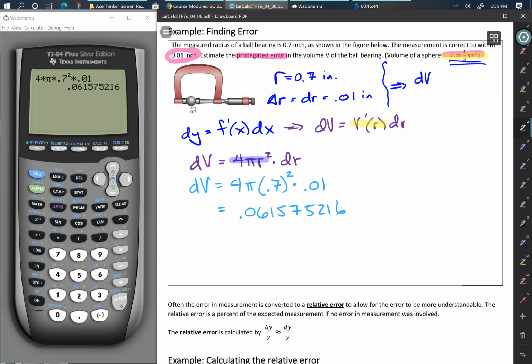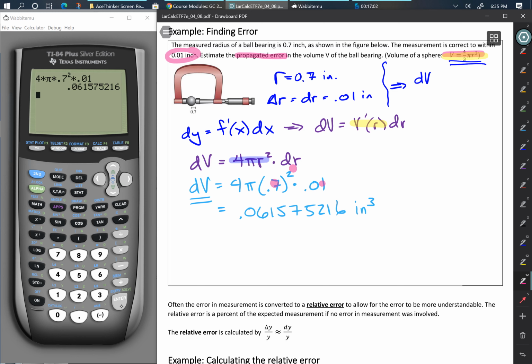Now, since this is a change in volume, and since I'm measuring in inches, this would be inches cubed. And if you're wondering why inches cubed, those were inches right there that got squared, so that's inches squared. Those were inches right there, and inches squared times inches is inches cubed.